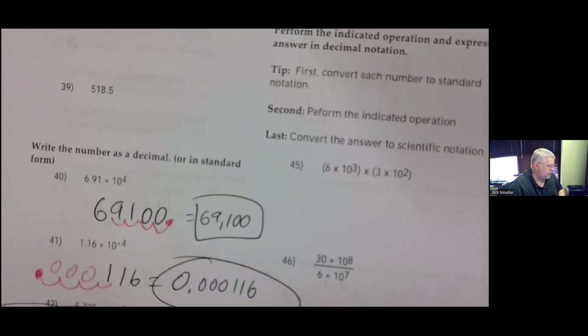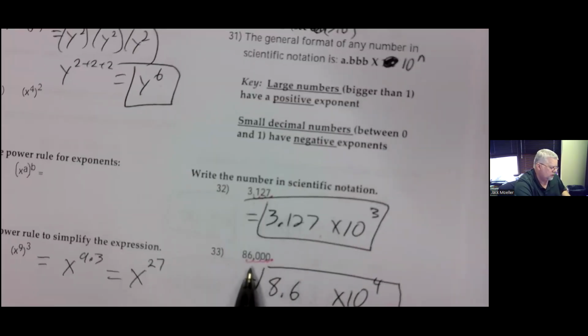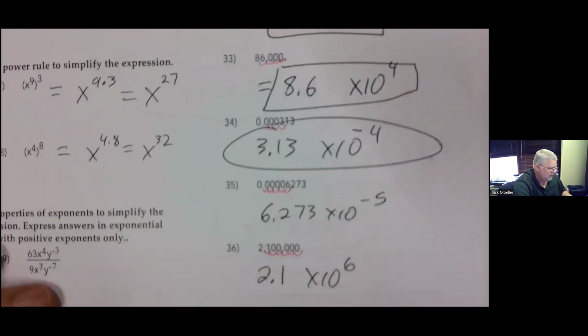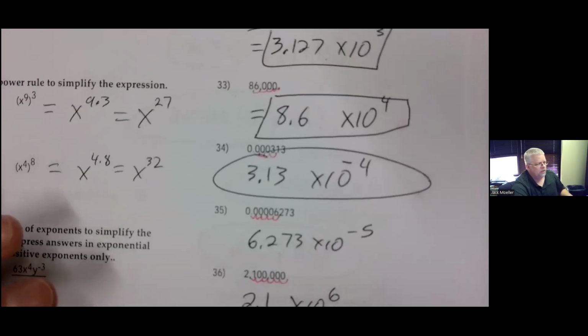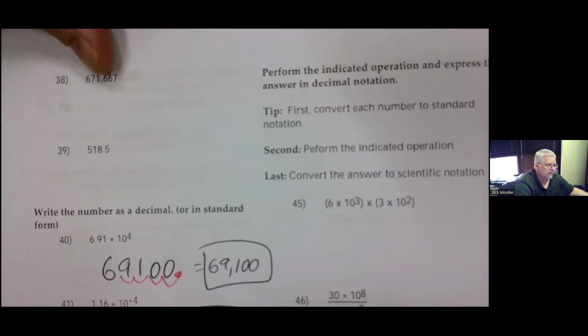Now let's go back up here. There's a couple of messier ones. So 671.667, convert that to scientific notation. So what do you do when there's all these other numbers like we were converting? They were whole numbers, 3,127, 86,000. There were decimals here, but they were in the right spot, I guess I would say. So on all our numbers that were bigger, they were whole numbers with no decimals. So how do you convert a number to scientific notation that has decimals in the middle of it?